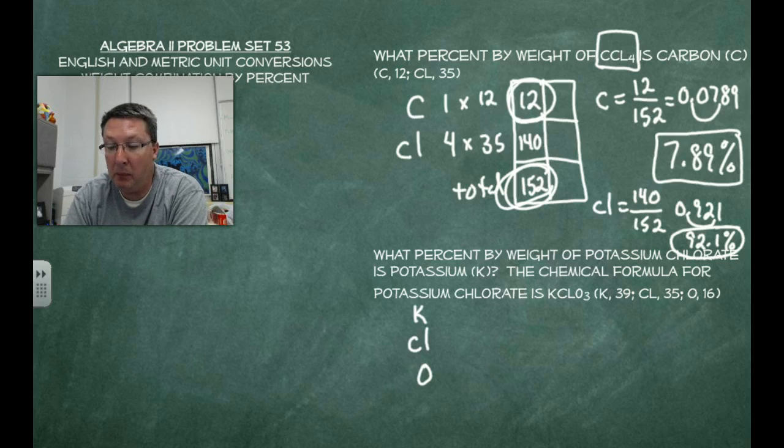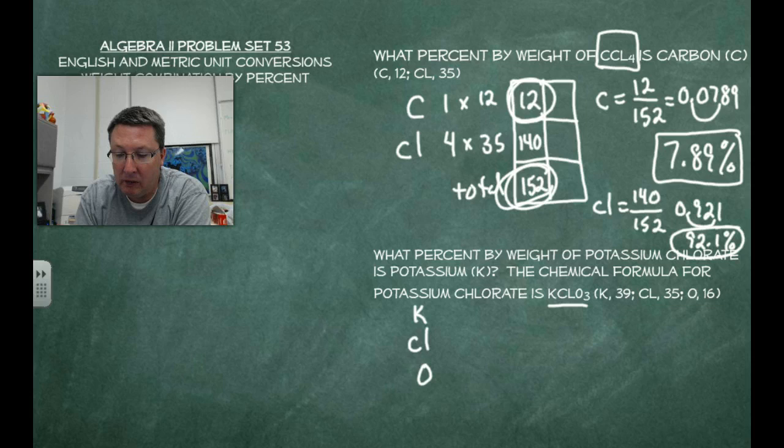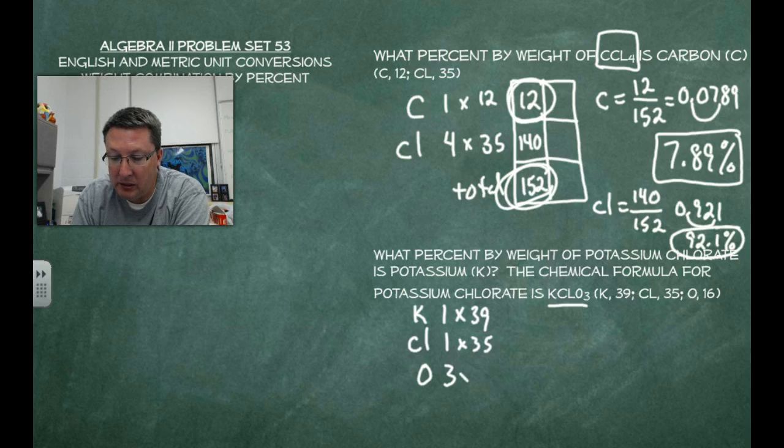And we need to look at how many of each we have. Potassium, out of this little formula, we have 1. Chlorine, we have 1. And oxygen, we have 3. So again, we're going to multiply these by their weights. Potassium, the weight is 39. Chlorine, the weight is 35. And oxygen, the weight is 16.